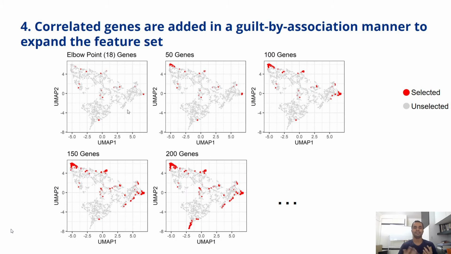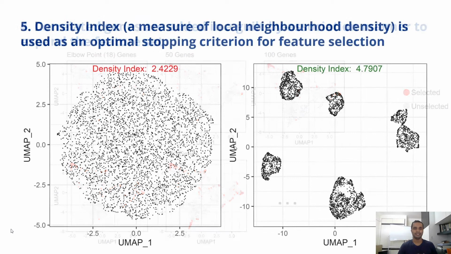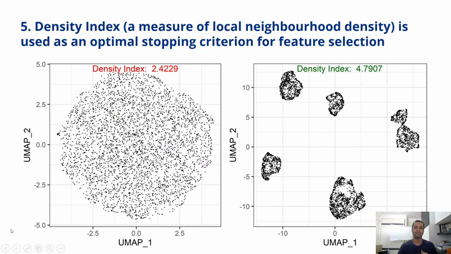However, we thought we could automate this process by developing a metric to optimize so that we can predict the optimal number of features required to cluster the data. For this purpose, we proposed density index. Now, the two UMAPs here, the UMAP on the left showing poor clustering and the UMAP on the right showing good clustering, the main difference between them is the fact that on the right, the local neighborhood of cells is dense relative to the rest of the space. However, on the left, the local neighborhoods of cells is sparse.